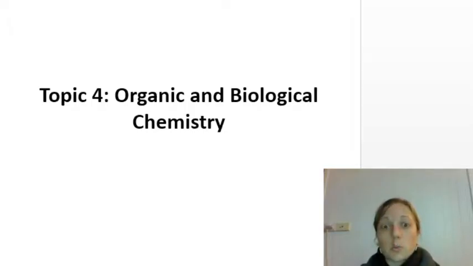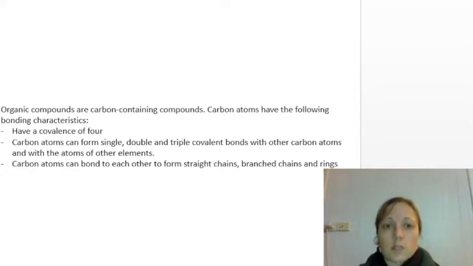Okay, welcome to topic 4, organic and biological chemistry. In this topic, we're going to have a look at organic molecules and biological functions. So, a bit of an overview here. Organic compounds are hydrogen-carbon compounds. They'll also have some other elements, so they might have oxygen, nitrogen, phosphorus, and possibly some halogens.